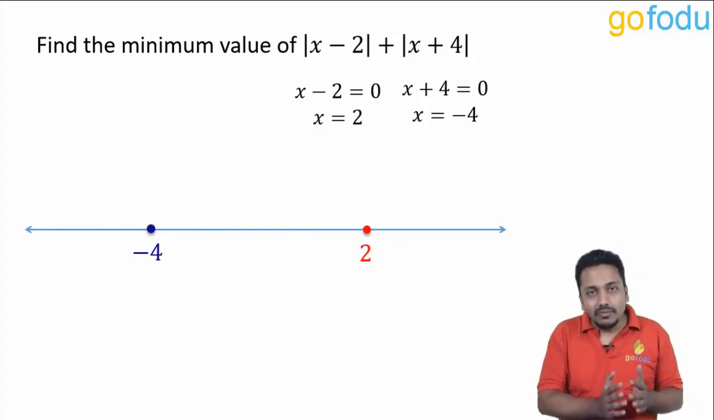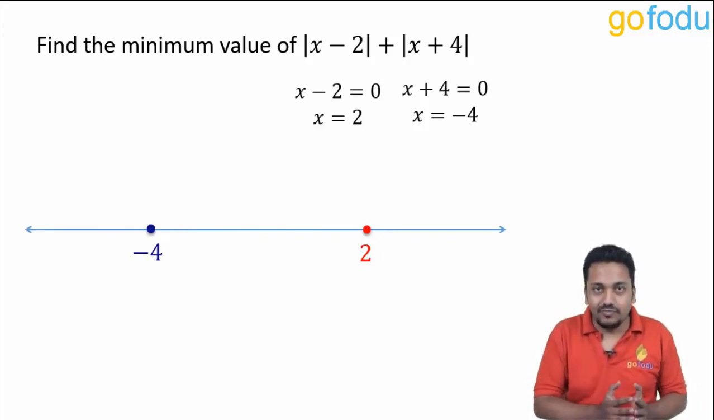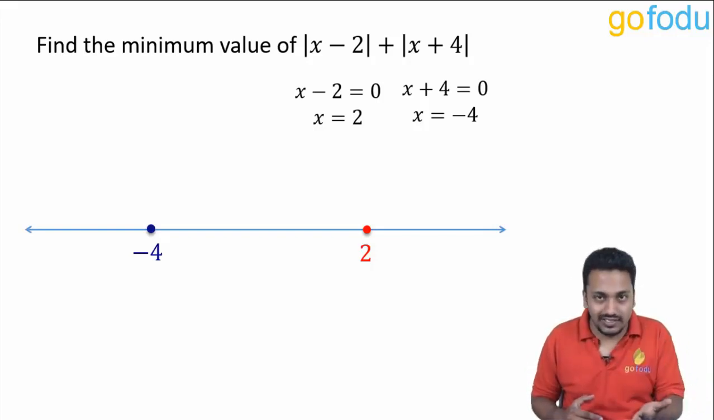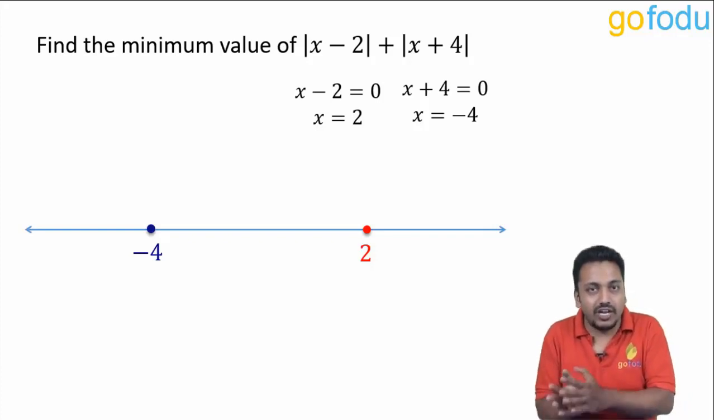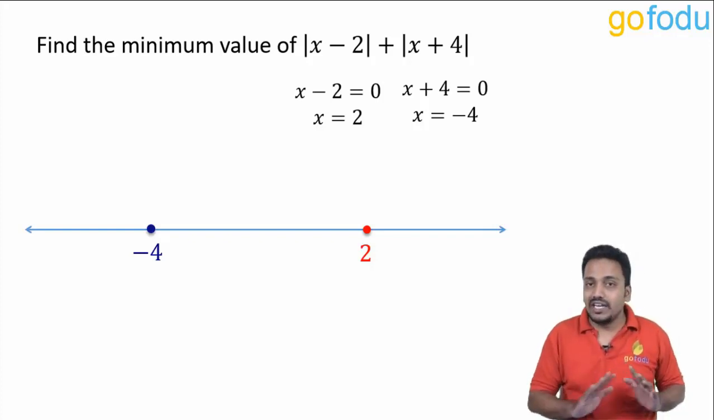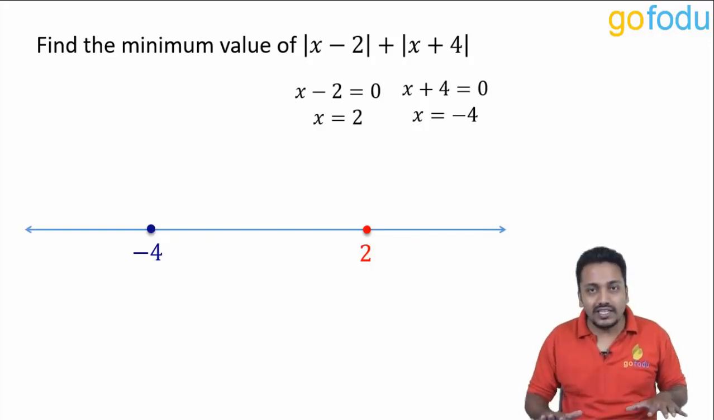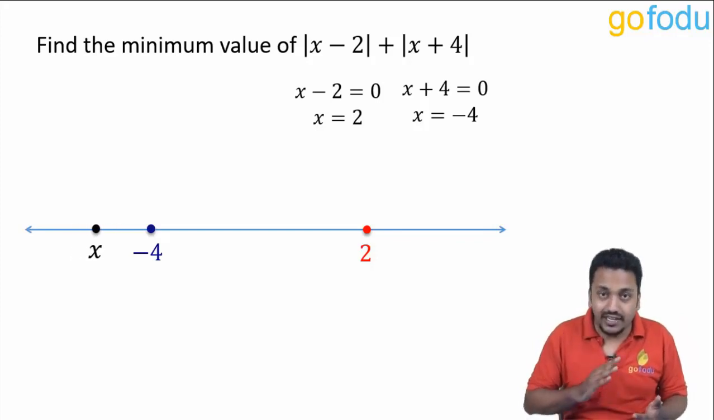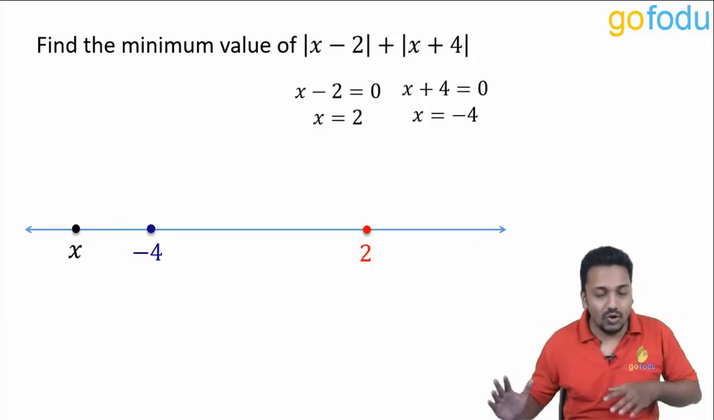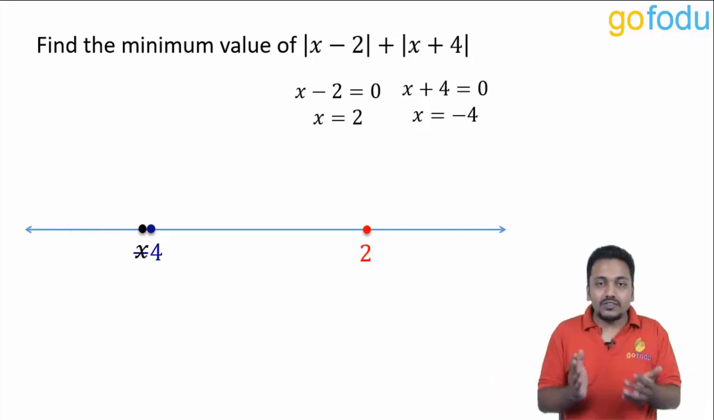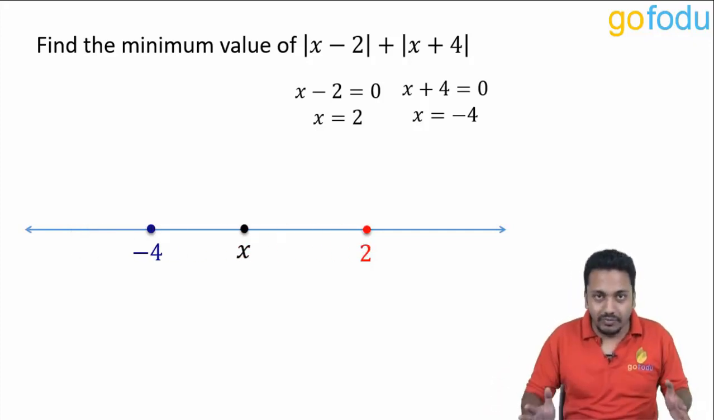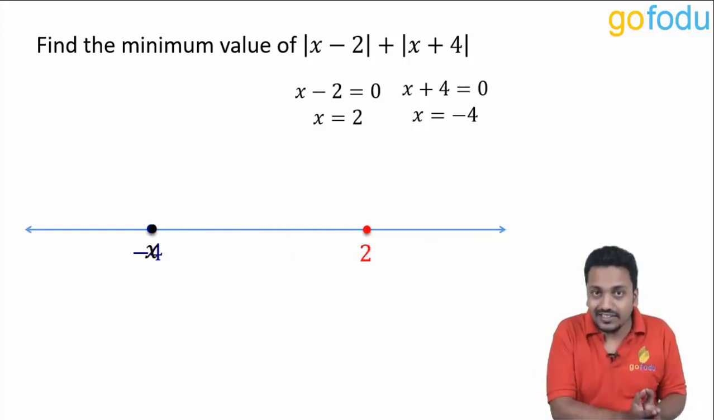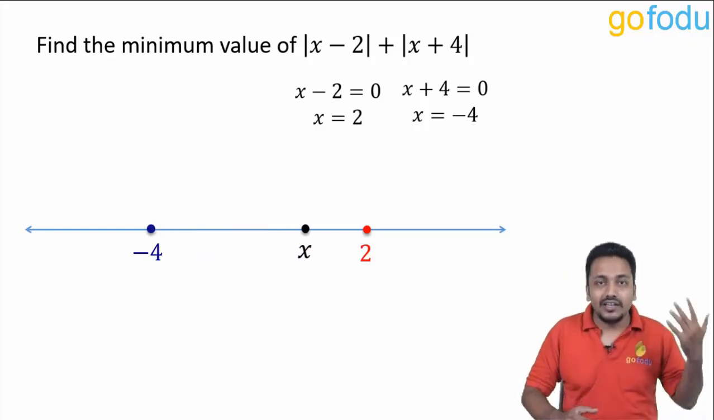Now, in order to find the minimum value of the given expression, first we are going to find the value of x for which the minimum occurs. Now, this x could be anywhere. So, we have to consider all the scenarios. It could be towards the left of minus 4, or it could be between minus 4 and 2. It could also take the values minus 4 and 2, or it could be towards the right of 2.